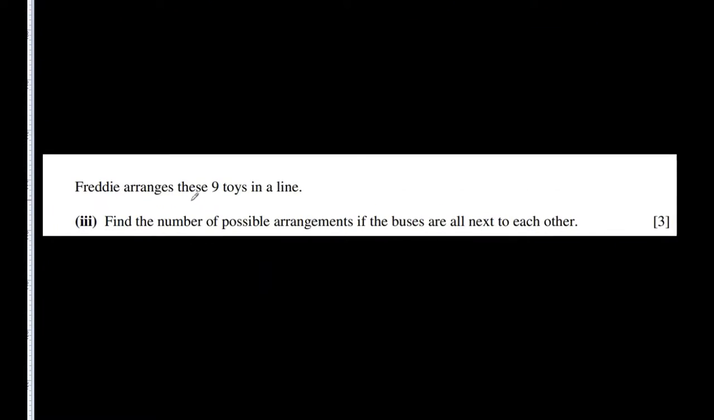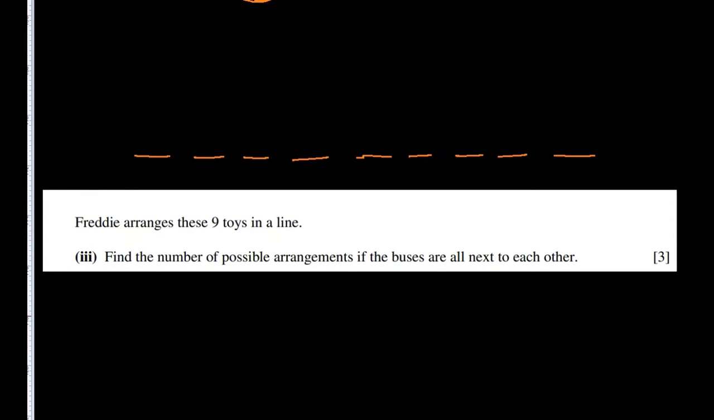Freddy arranges these 9 toys in a line. So 1, 2, 3, 4, 5, 6, 7, 8, 9. Find the number of possible arrangements if the buses are all next to each other. So how many buses were there? 3 buses. So let's make a box around the 3 buses. B, B, B. And they are not identical, keep in mind. So B1, B2, B3, that's how we should distinguish them. Because they can also change their places, right?